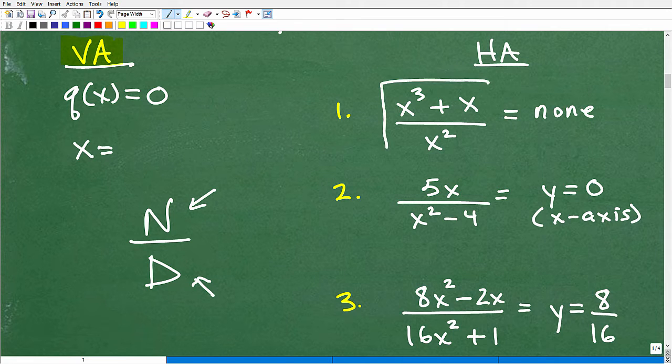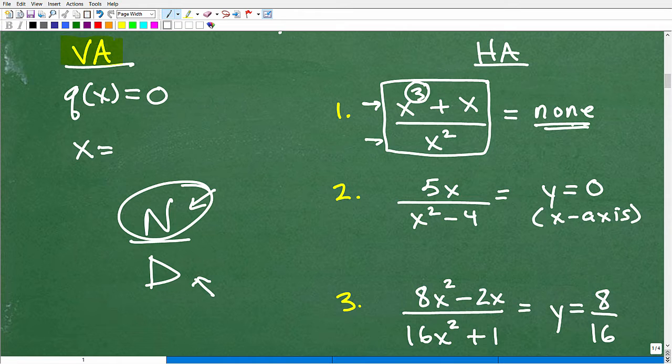Okay, let's take a look at this first one, okay? So when you look at the numerator and you look at the denominator, which polynomial has a higher degree? Okay, so hopefully most of you are like, oh, this is x to the third, this is x to the second. The numerator has a higher degree than the denominator. If that's the case in your rational function, there is no horizontal asymptote. Okay, so that's the rule. So hopefully most of you are like, okay, I get that, that's not that difficult.